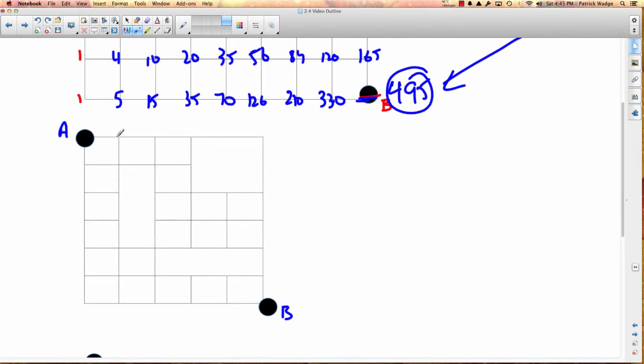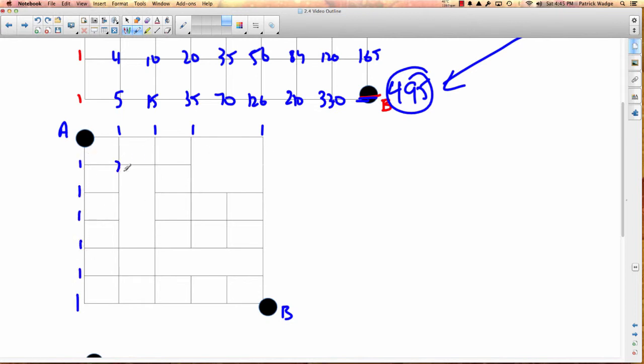How many ways are there to get to this? 1. How many ways to get here? 1. How many ways to get here? 1. And even all the way over here, there's only 1 way to get there. The only other way to get there would be to come up. You can't go up. Same with down the side. It's always going to be like this. The sides, it's always going to be 1, 1.